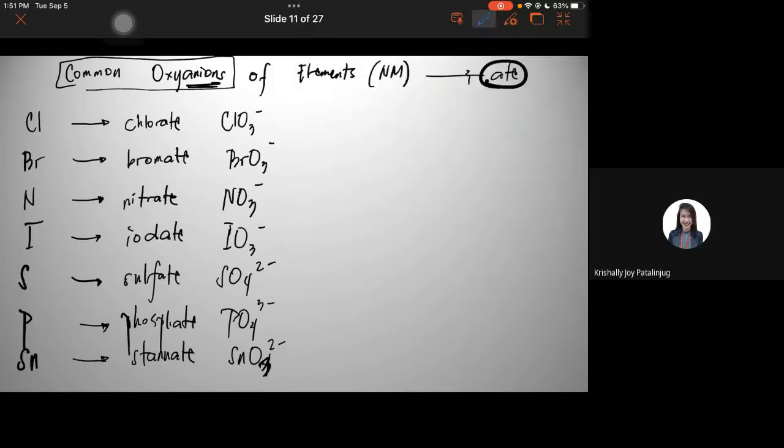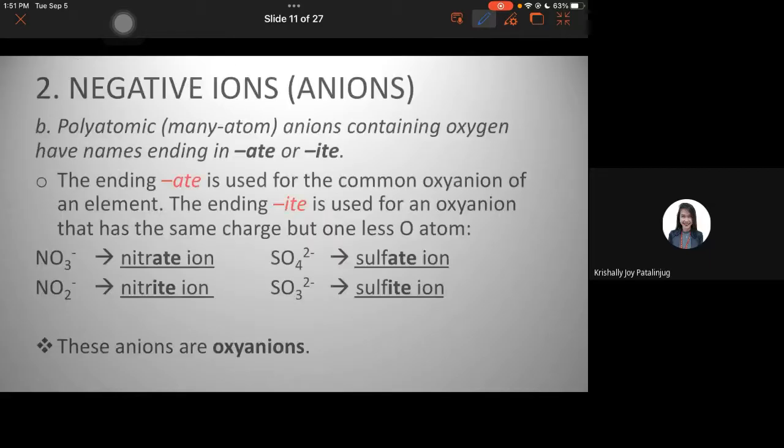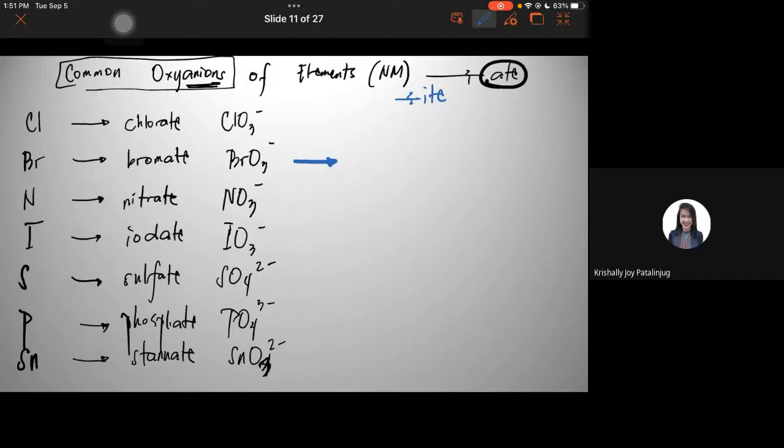Okay, sige, let me ask you, your turn. Let's say the given is bromate. What's the ite form of bromate? Given this concept, one less oxygen of the ate form, so that becomes ite. How do you extract bromite out of bromate? Sige, go. What's the formula? It's, okay, it's BrO2 negative. One less oxygen lang from the ate form.